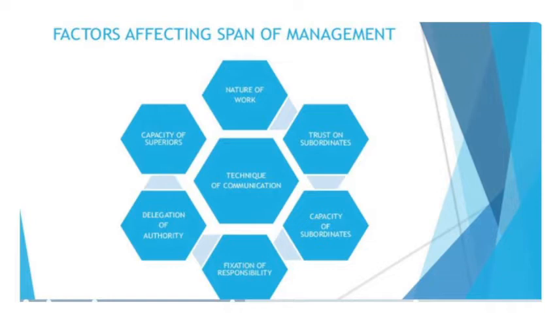Another one is trust on subordinates. The subordinate is as per the supervisor only. Why is the trust breached? Either because of the subordinate or because of the superior. So while deciding the superior, they will identify whether these subordinates have trust in the supervisor or not, which is also an important factor.